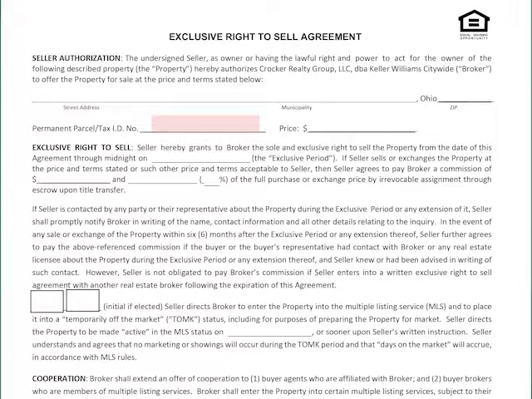And then obviously you have the list price. So those are the key parts to the very top of it. Then you have the exclusive right to sell clause here, which says that the seller is granting the broker the sole and exclusive right to sell the property from the date of this agreement through midnight on, and then typically that's going to be 6 months from now, 3 months from now. Whatever it is, however you choose to run your business, usually the longer the better. But typical in the business is 6 months.